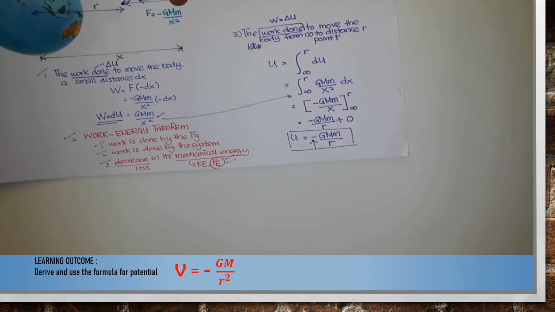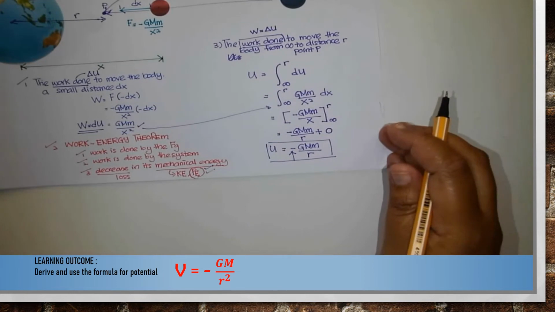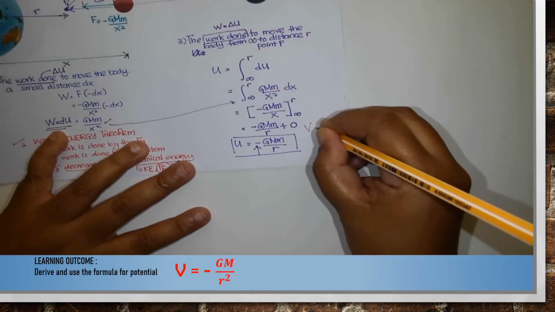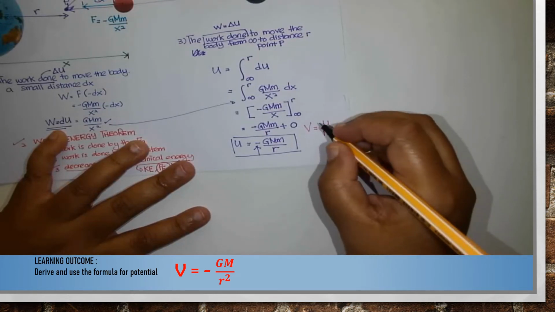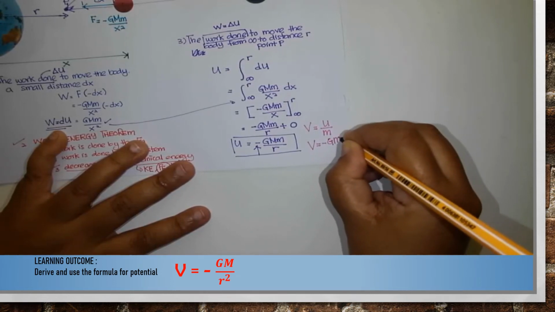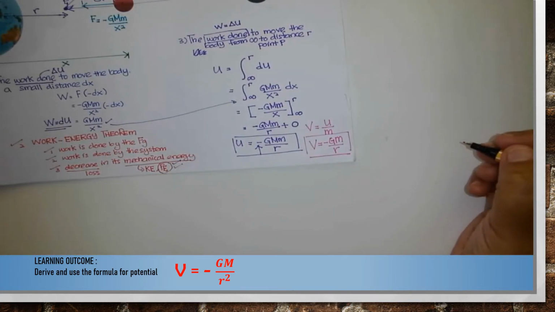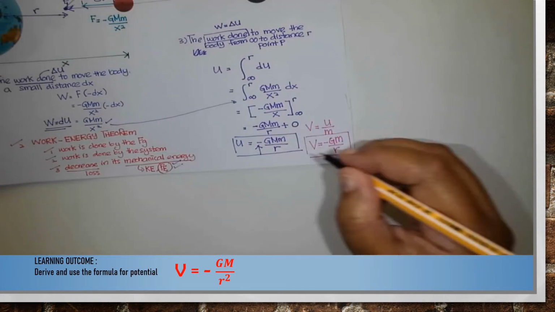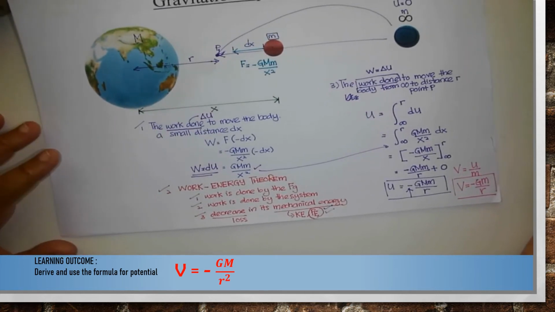Okay, another concept, which I'm going to write with the pink color pen, is gravitational potential. We know V is equal to U over m. Therefore, we substitute U inside here, and we get V is equal to negative GM over R. So this is the formula of gravitational potential. This one is gravitational potential energy. That is the concept of gravitational potential.